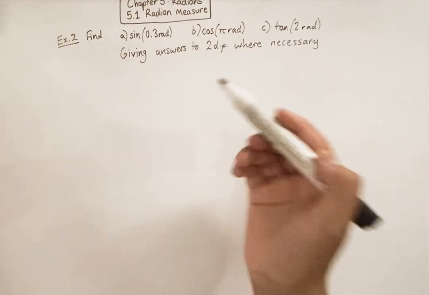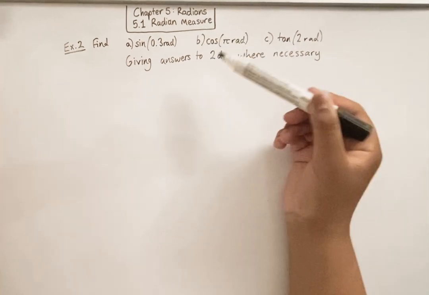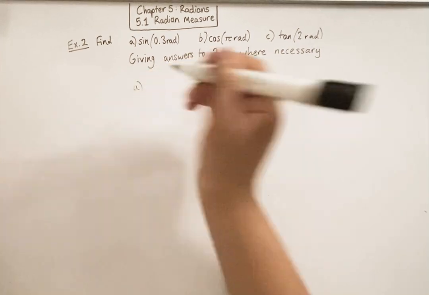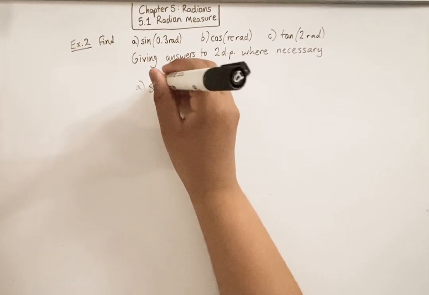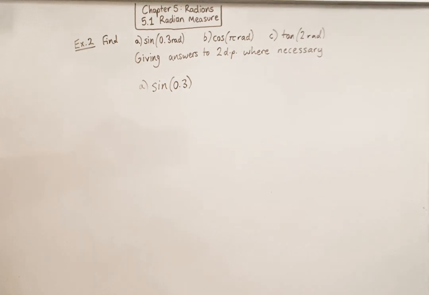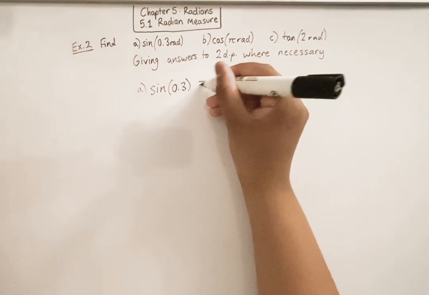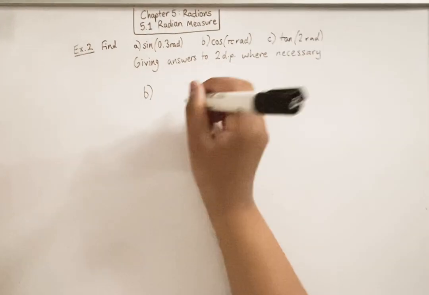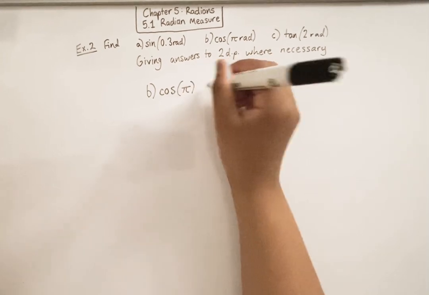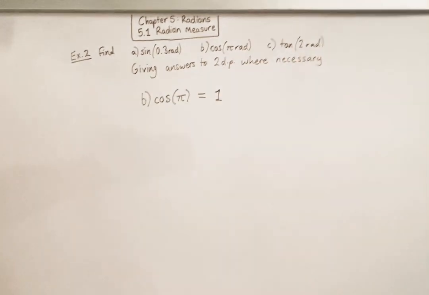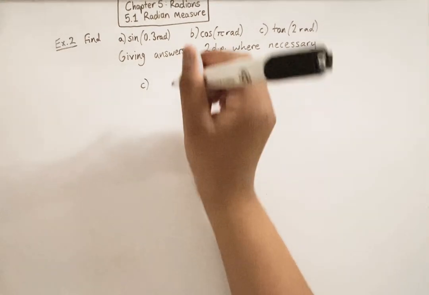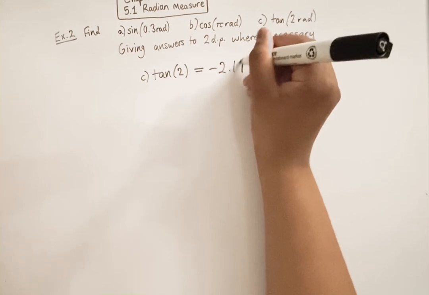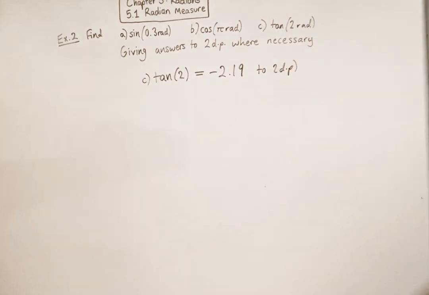Let's do another example. Let's find the sine of 0.3 radians, cos of pi radians, and tan of 2 radians, giving answers to 2dp when necessary. For part A, you can use your calculator for all of these. Sine of 0.3 radians, when you put your calculator into radians mode, will give you 0.30 to 2dp. For B, cos of pi radians on your calculator will be equal to -1. Part C, tan of 2 radians is equal to -2.19 to 2dp if you use your calculator again.